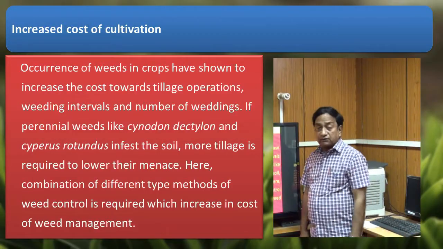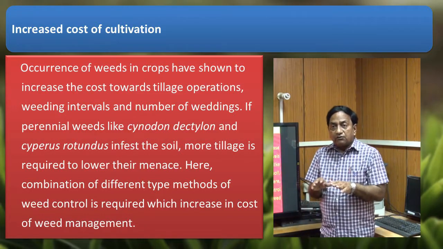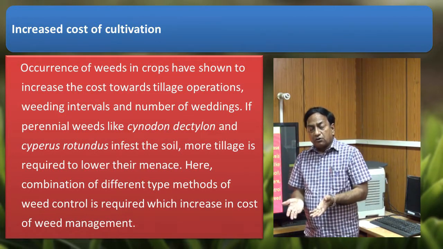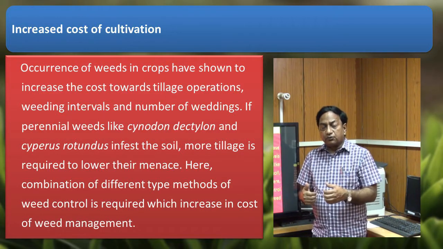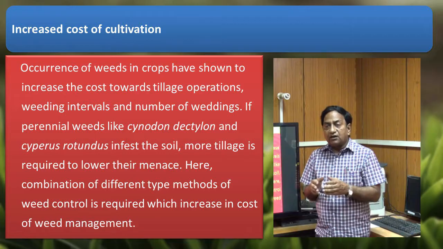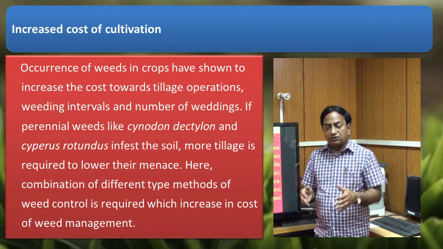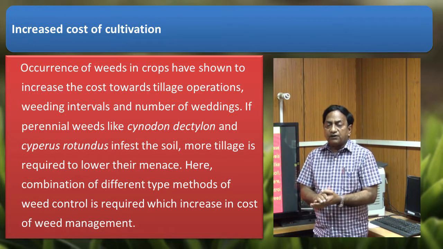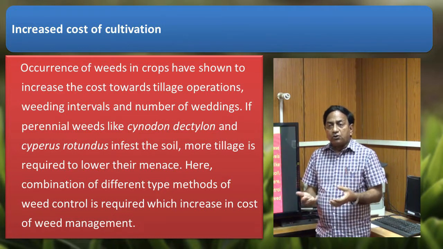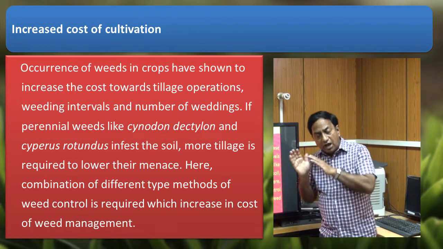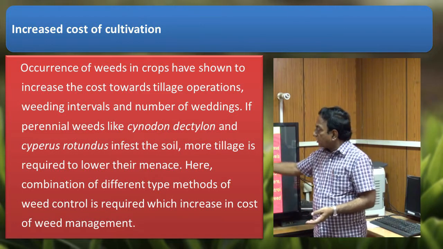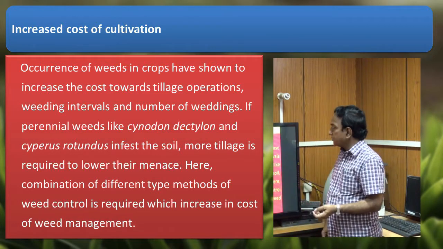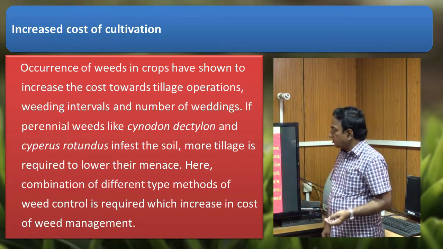Now, increased costs of cultivation. It is not only that weeds affect the main crop, but prior to cultivation, prior to sowing of the crop, if a field is fully infested with weeds, it is very difficult for a tractor or plow to run in the field. So you have to clear the weeds first, then you can plow the field. Occurrence of weeds in crops has been shown to increase the cost of tillage operations.